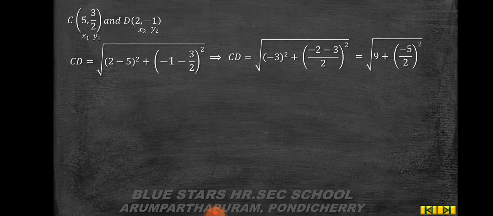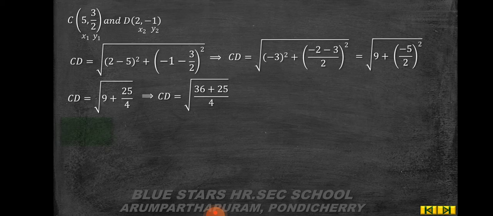which is equal to root of 9 plus (minus 5 by 2) the whole square, which is equal to 9 plus 25 by 4, which is equal to cross multiplication. So 9 4s are 36 plus 25 by 4. Again you get CD is equal to root 61 by 2.